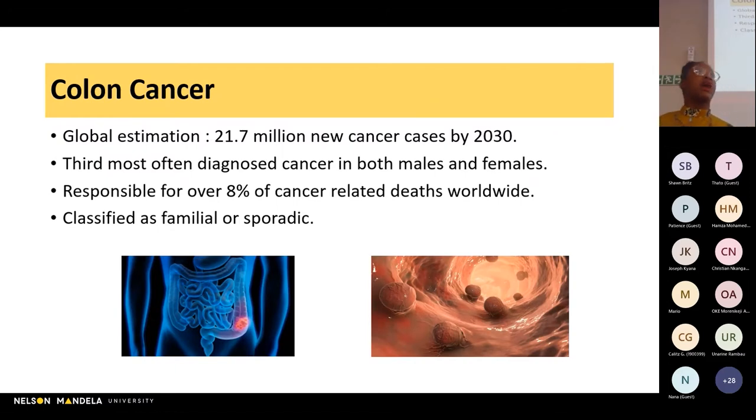Colon cancer can be classified as familial or sporadic depending on the type of the mutation. Familial meaning that it is an inherited cancer, and sporadic meaning that it's a cancer that is caused by risk factors such as, to mention a few, smoking, alcohol abuse, inflammatory bowel disease, your diet, as well as obesity. So with this rise in colon cancer incidence, there is a need to act more in the prevention and the treatment of colon cancer.